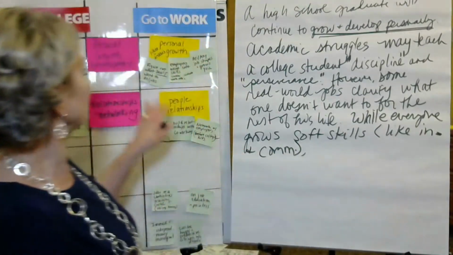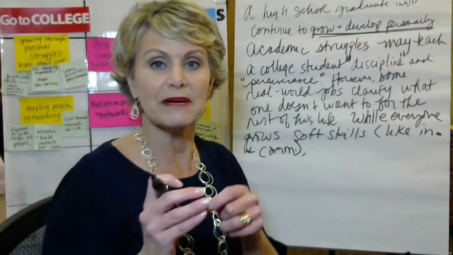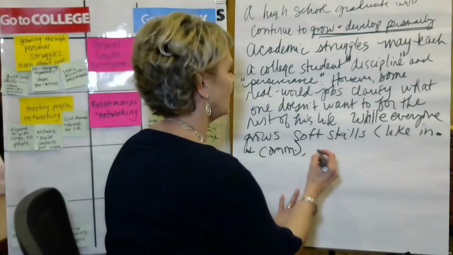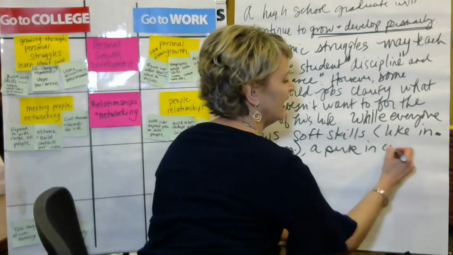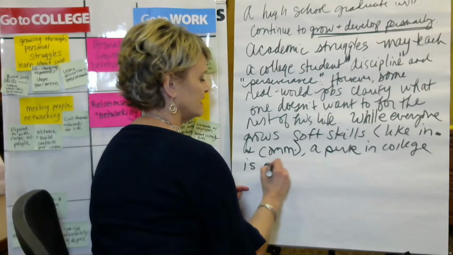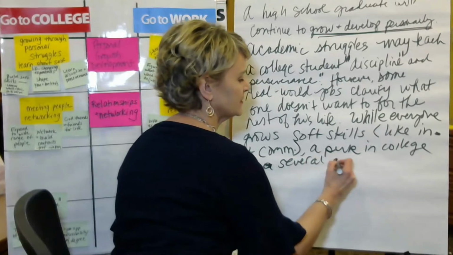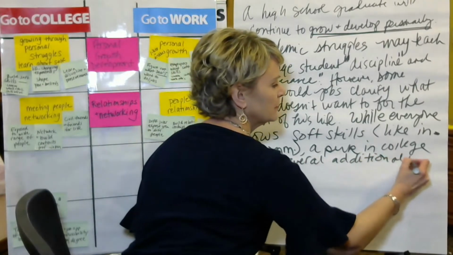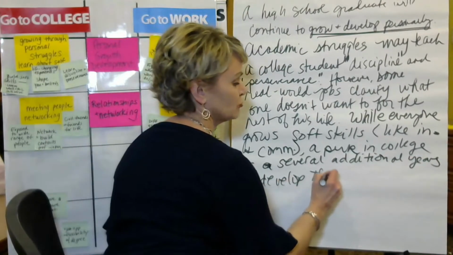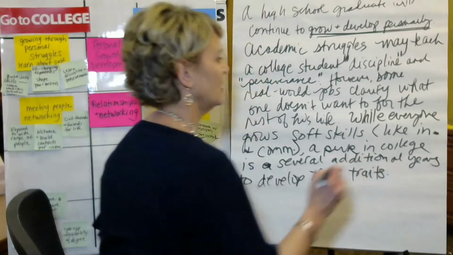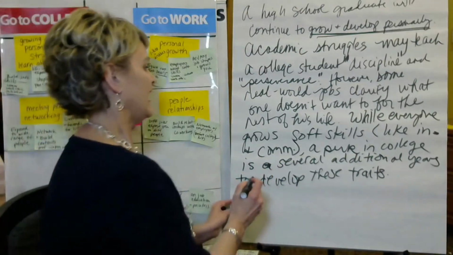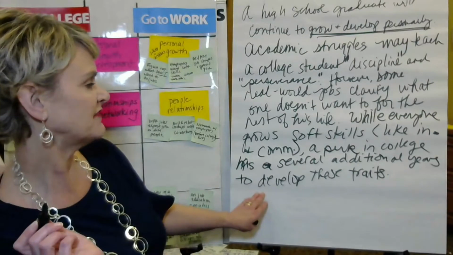Now I want to point out that in college, you're growing it, but you have a few extra years because you don't have a job yet. So you don't have to impress anybody with your skills yet. While everyone grows soft skills, in college there are several additional years to develop these traits, these qualities, okay? While everyone grows soft skills like initiative and communication, a person in college has several additional years to develop these traits.